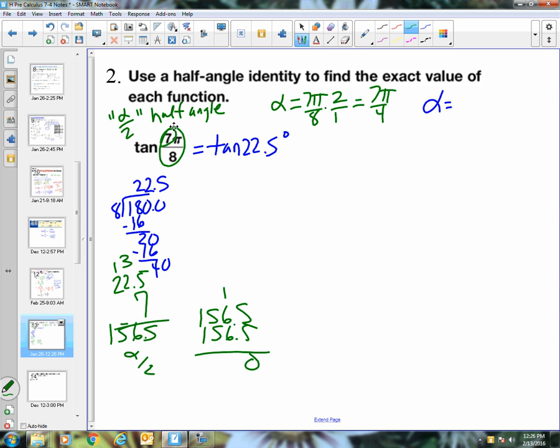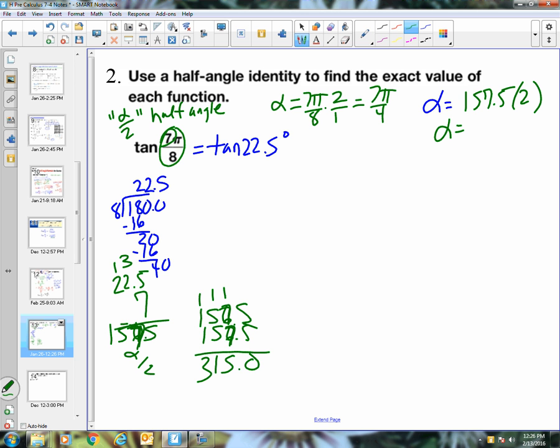Let's see. Did I do my arithmetic right here? 14. Oh my goodness, 157.5. I should just start over here. This is crazy. 157.5. So that's 15, carry the 1, and that would be 11. There we go, 315 degrees. So my alpha would be the 157.5 doubled.